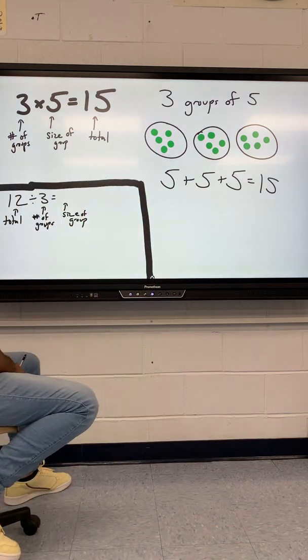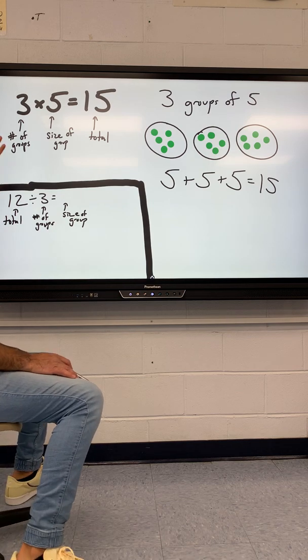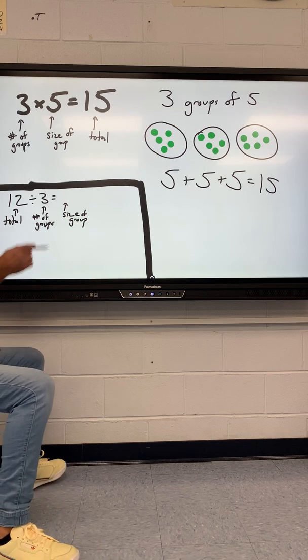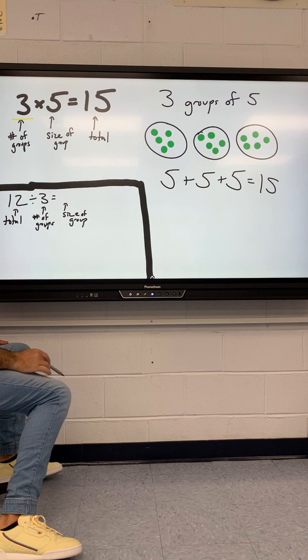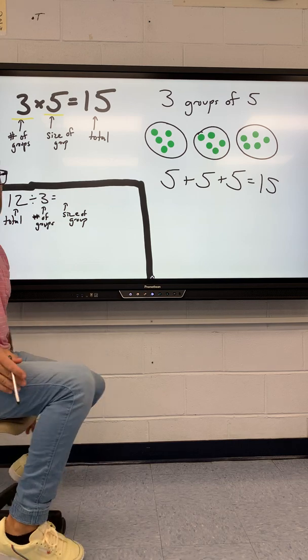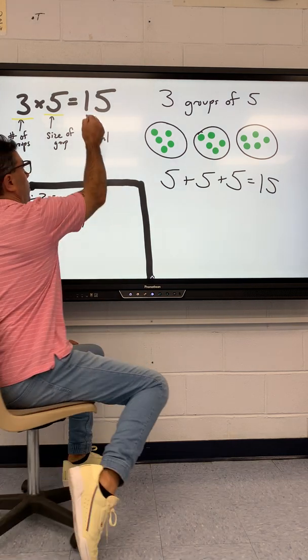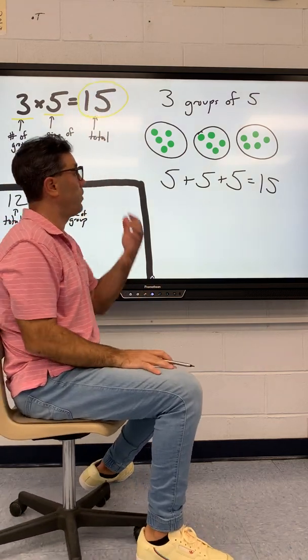So we started off by talking about multiplication, and multiplication is 3 times 5 is 15. So what does that mean? Well, the 3, that's the number of groups, right? 3 groups. The second number, the 5, that's how many are in each group. So 3 groups of 5. And then 15, well, that's the answer or the total amount. So in multiplication, we're looking for the total, okay?